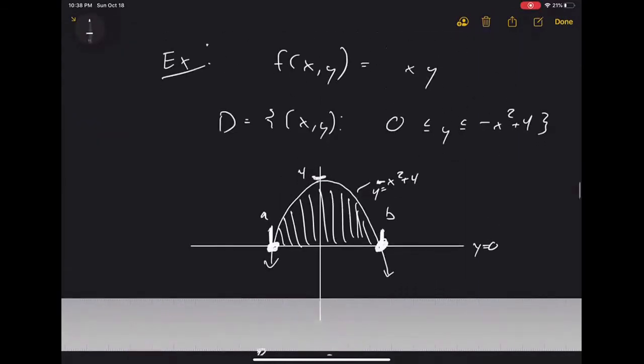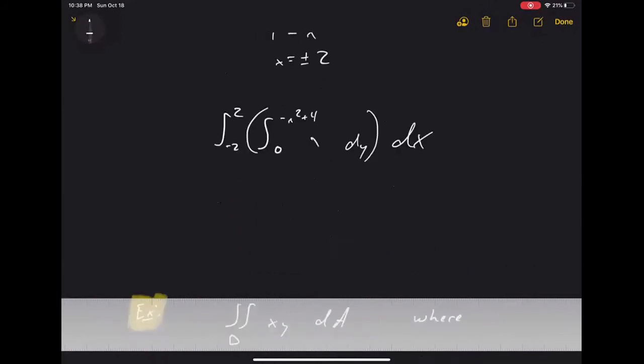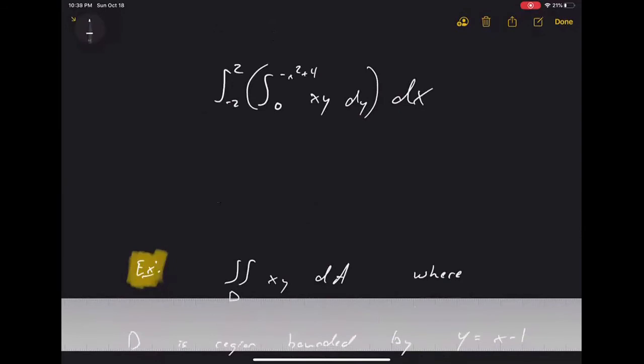And then the rest is the integrating, right? We would plug our function xy in here and integrate, all right, integrating in terms of y first.